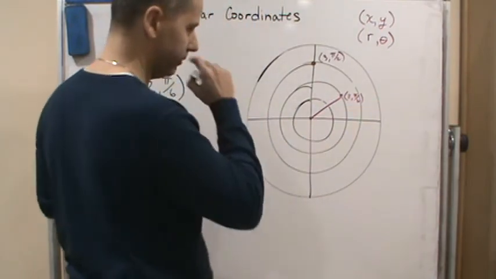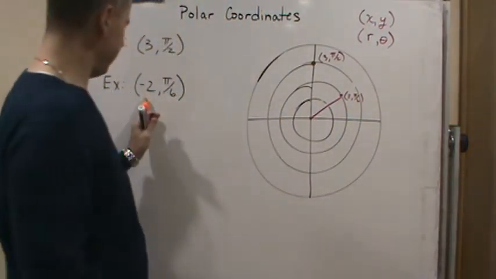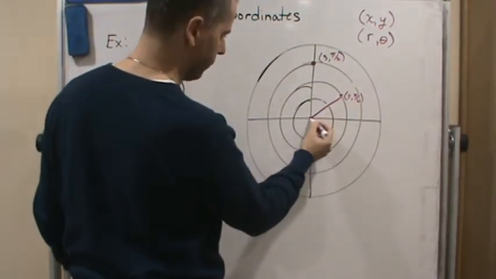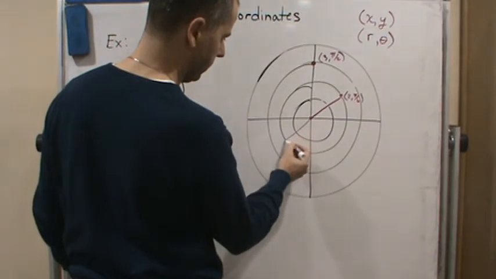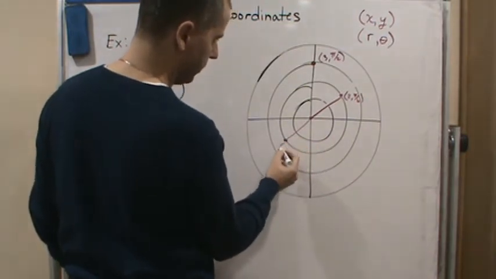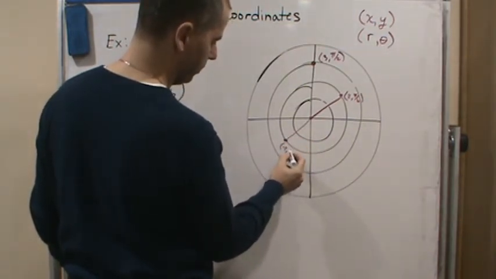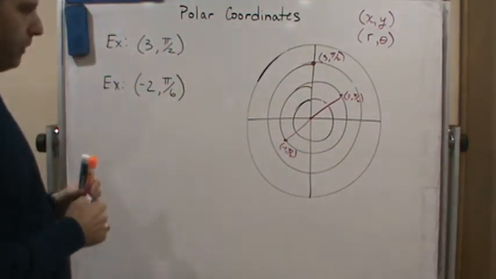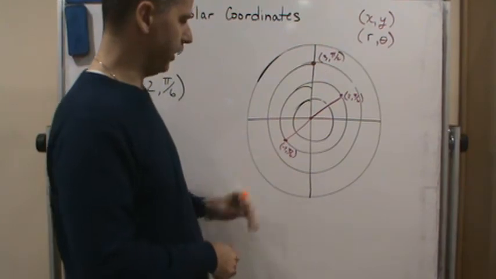So if I wanted (negative 2, pi over 6), well then what I would do is just extend this in the opposite direction. And so this would be (negative 2, pi over 6). And so it would extend into the third quadrant.